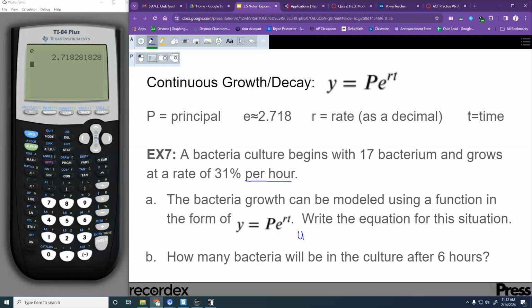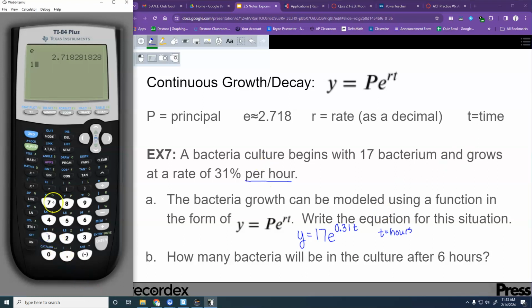So for our equation, we're going to have y equals our principal, our starting amount is 17. E is a number, it does not get replaced. And then we would raise it to the RT. So the rate, 31%, would be 0.31. Again, you do not add 1 to it like you do on the A times B to the X problems. And then we'd multiply that by T. And then we should say over here, T is hours. And then it asks how many bacteria will be in the culture after 6 hours. What have we got to do to find that? Just plug in 6 for T.